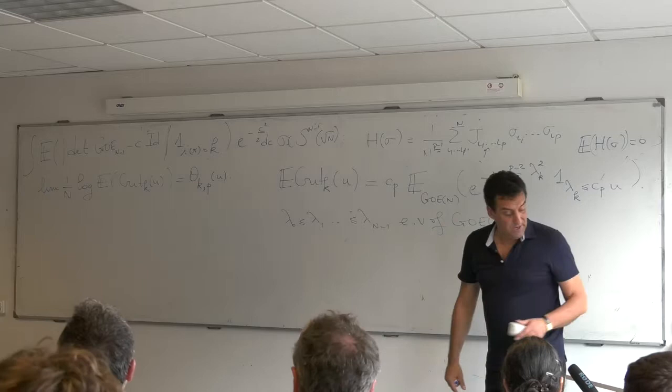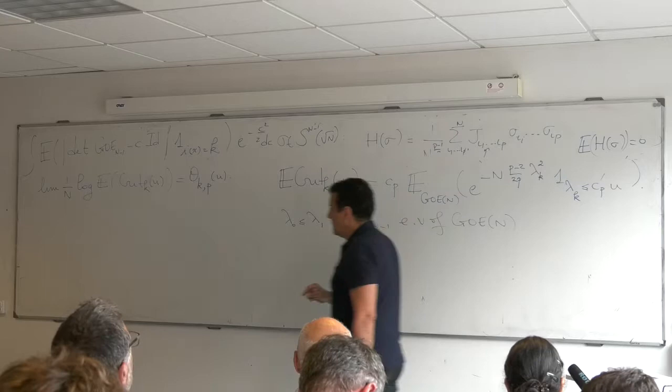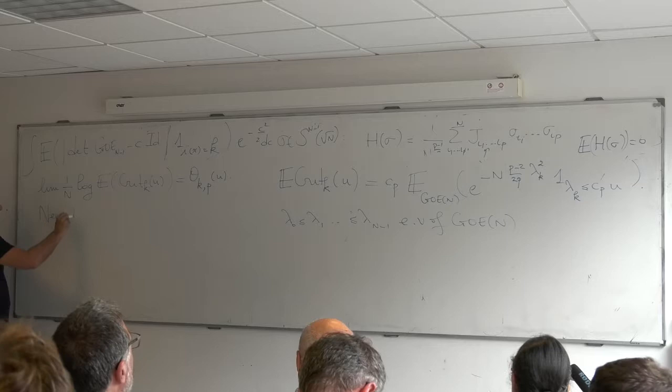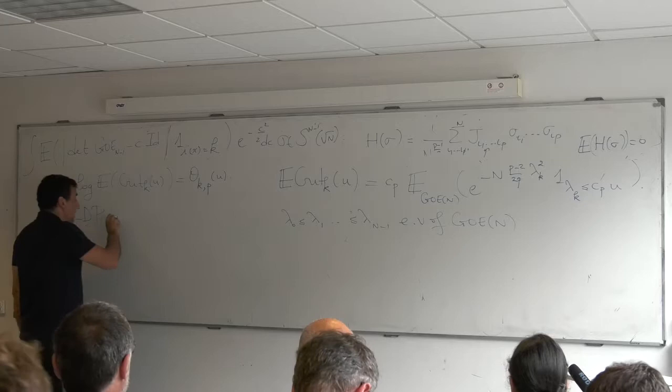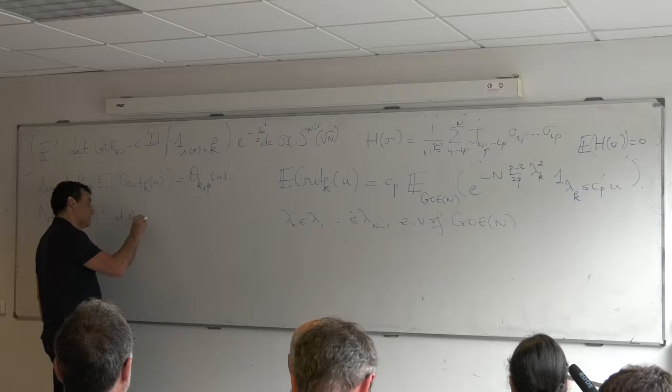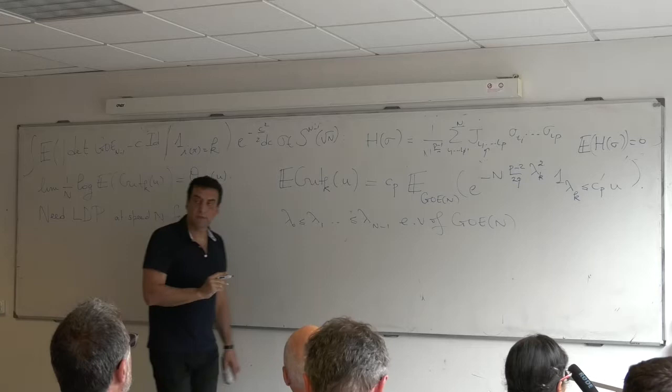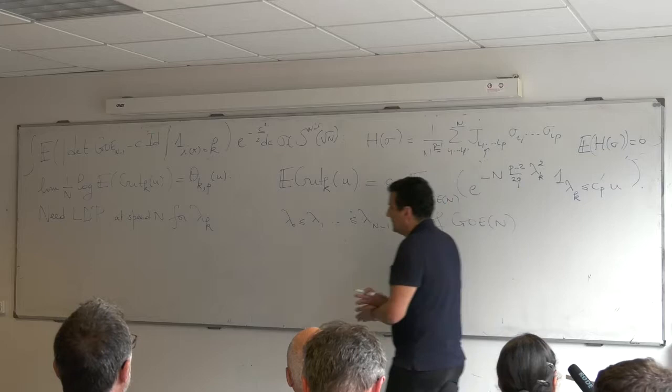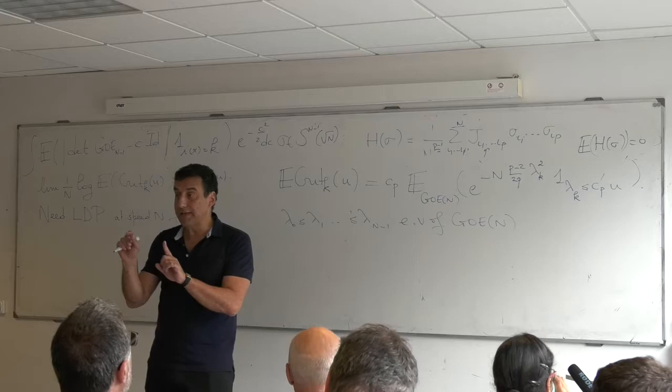In order to do that, what you need here is a large deviation principle at speed n for the k-th eigenvalue. So you take the k-th eigenvalue of a GOE. K is fixed, n goes to infinity here. So I'm talking about edge eigenvalues.